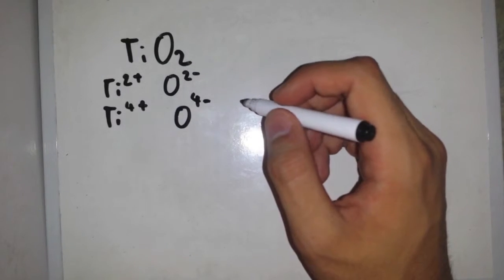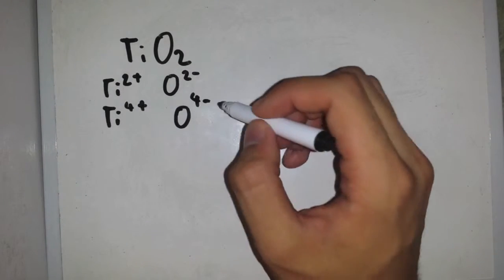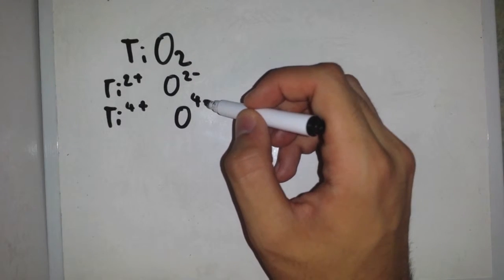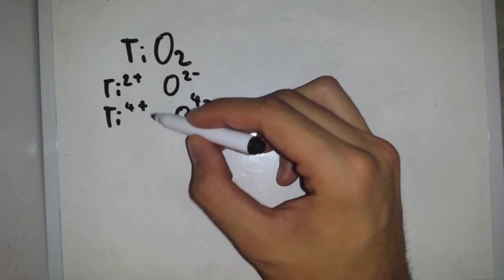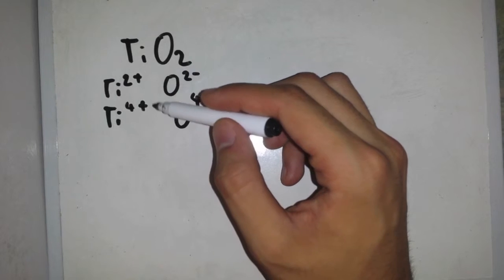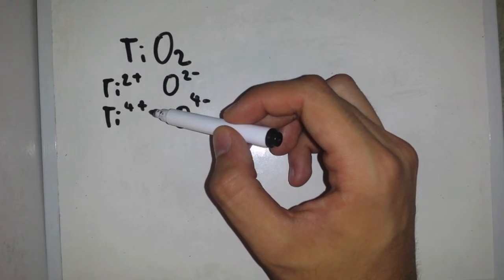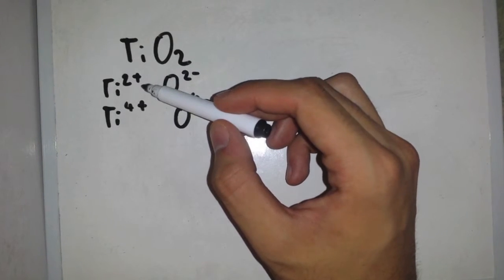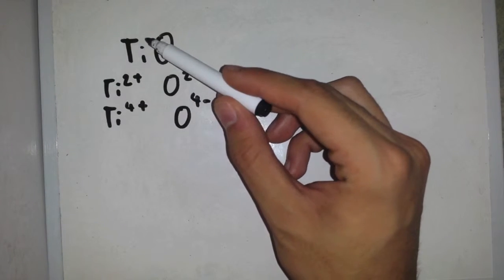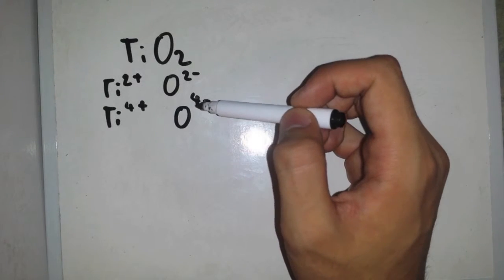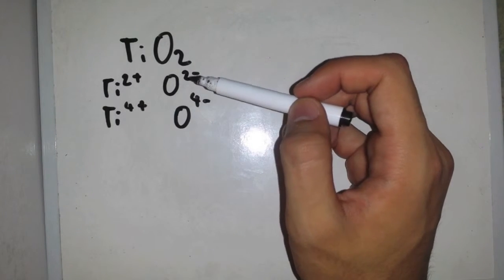So our job here is going to be to make the charges equal to 0. So as we can see here, oxygen has a total charge of -4. And so there are two charge possibilities for titanium. Titanium has a possible charge of 2+ and 4+. As you can see, 2+ doesn't really work out because the subscript is 1, so the overall power is going to be 2+. And 2+ is not greater than 4, and it's not equal to 4.